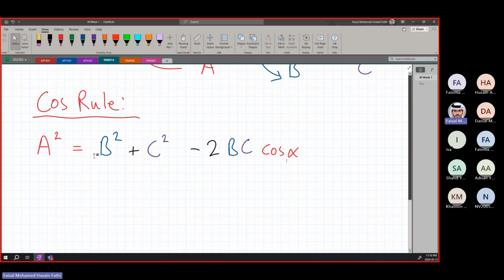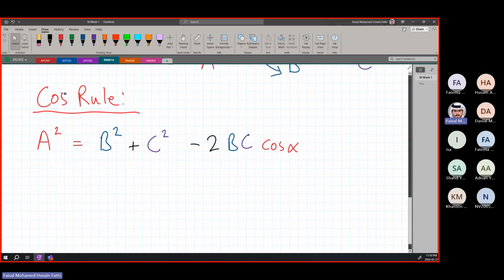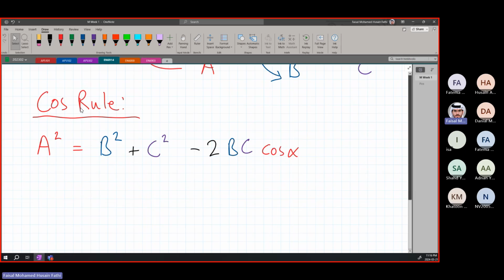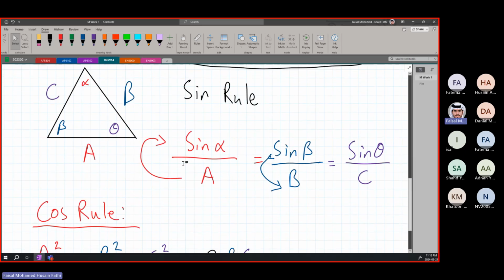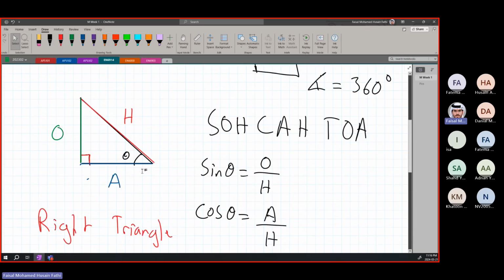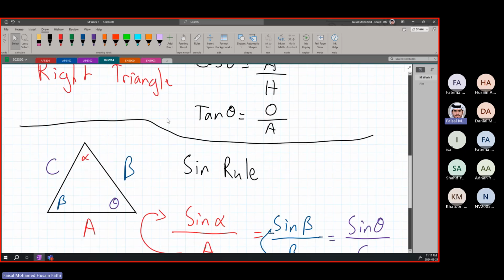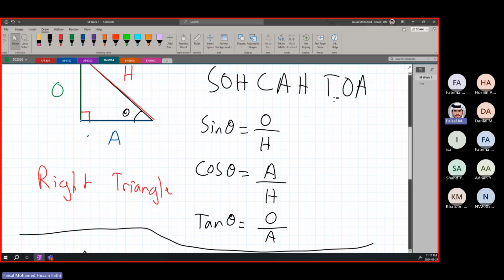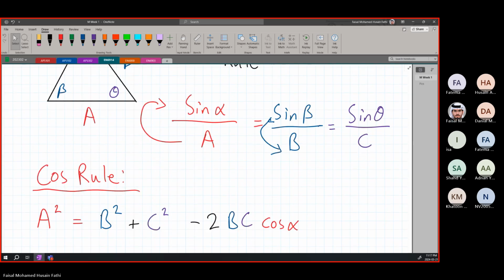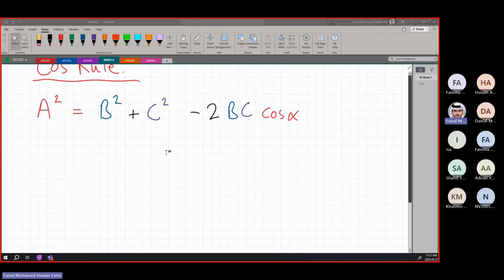Yes, this is a Math 2 session. This is just a revision of Math 1 because this could come in the exam. This is the most important thing you need to remember from trigonometry: the sine rule, the cosine rule, and the right triangle angles, SOHCAHTOA.